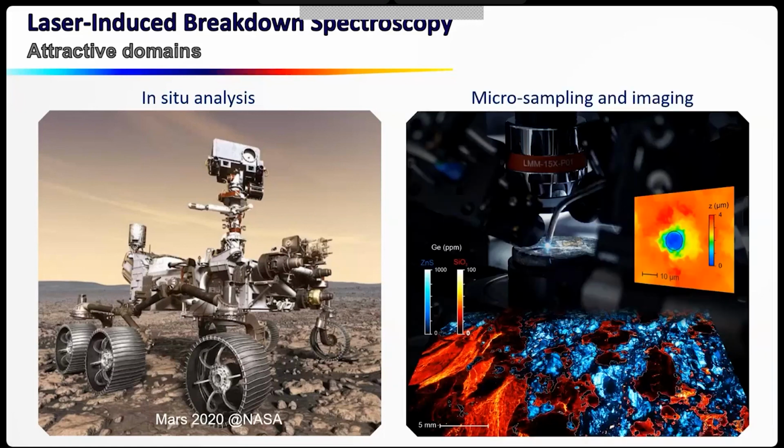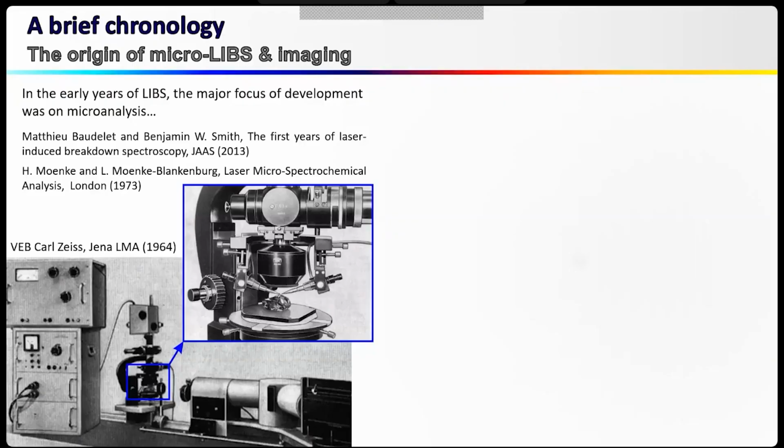And the second domain is, let's say, my domain, the microsampling and imaging. But this is only my point of view. So 1962, 63, the first LIBS instrument. In fact, they realized that with a pulse laser, it's very easy to break optics. You have a lens, you focus the lens, and you break your optics, and you create a plasma.